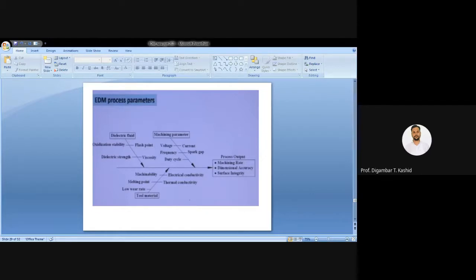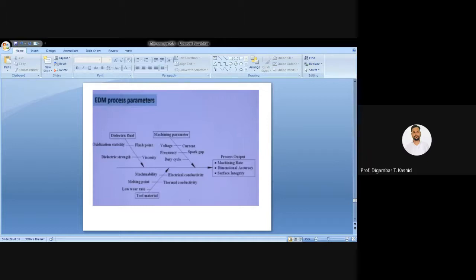Then we have some machining parameters like voltage, current, frequency, spark gap, and duty cycle. Inter-electrode gap is also there. Duty cycle is the pulse on time divided by the total cycle time. So these are the machining parameters: current, voltage, frequency of current, inter-electrode gap, spark gap, and duty cycle.